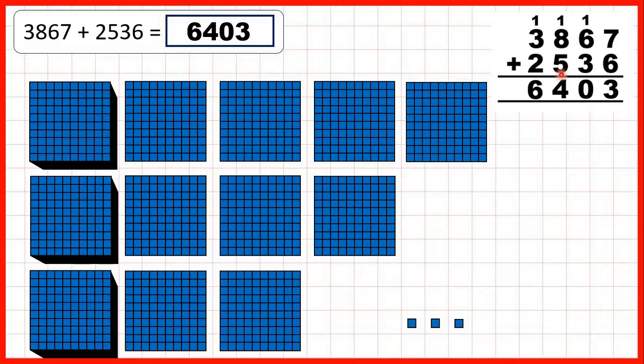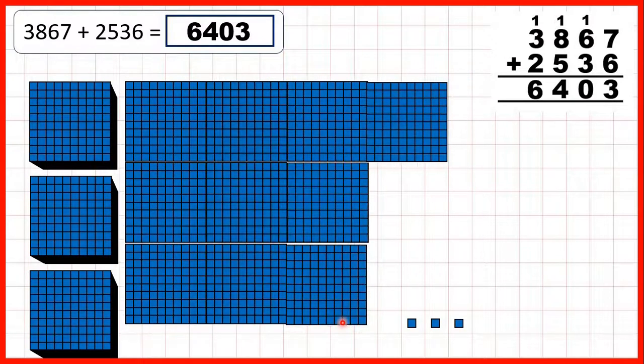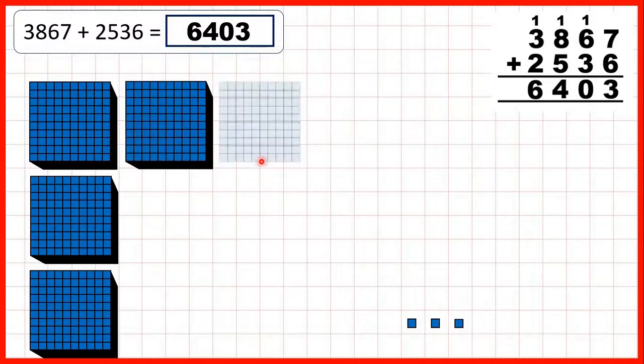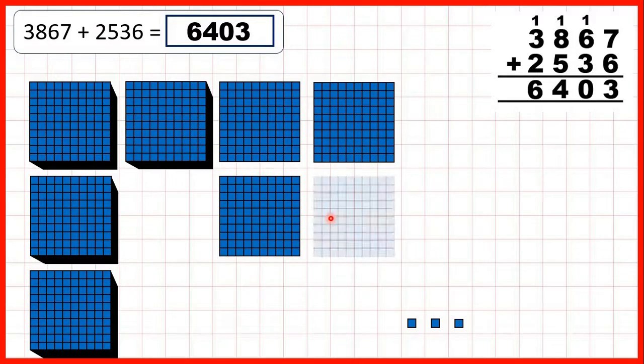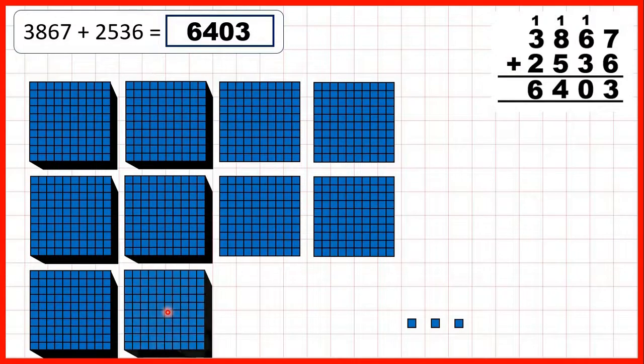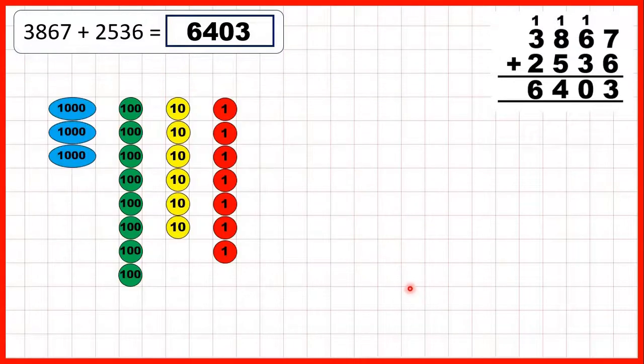Now we add 5 hundreds, so we can add 1, exchange because we've now got 10, then add 2, 3, 4, 5. And finally, we just need to add 2 thousands. There's 1, 2 thousands, and that gives us 6,403.